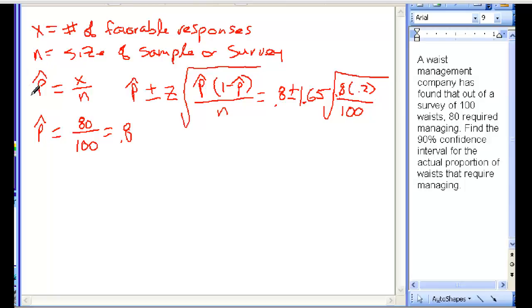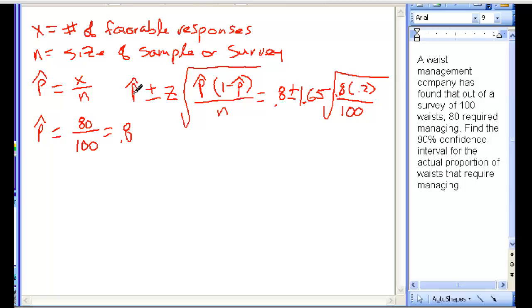The sample proportion will be calculated by dividing the number of favorable responses by the size of that sample or survey. So we had 80 favorable responses out of 100 in the survey. That's going to be 0.8. The formula for calculating those endpoints is p hat plus or minus the appropriate z-value times the square root of p hat times 1 minus p hat over n.